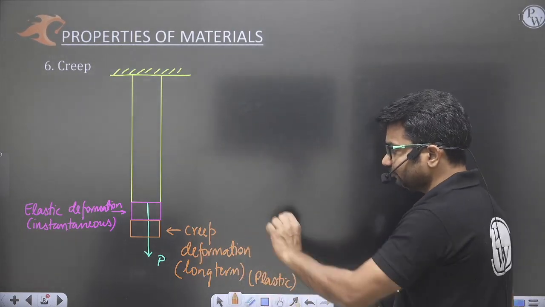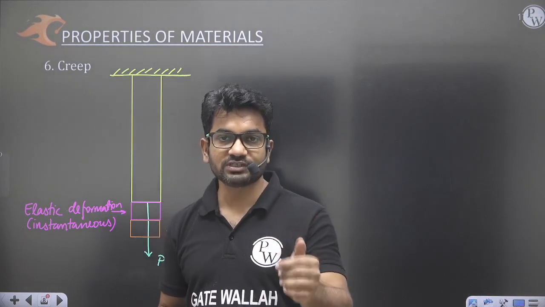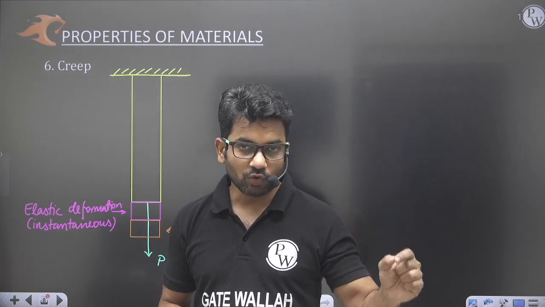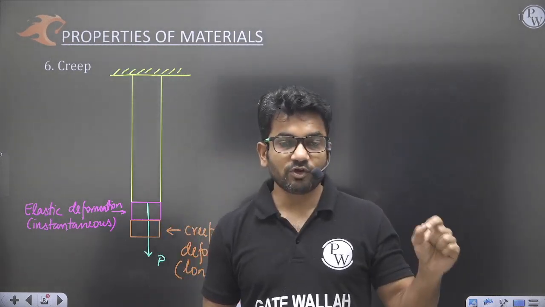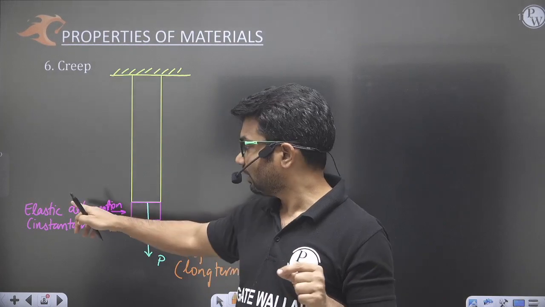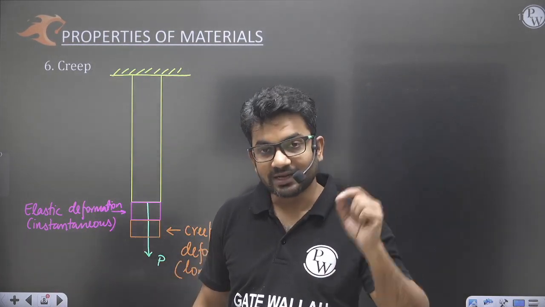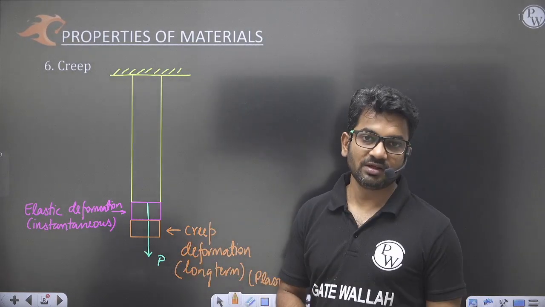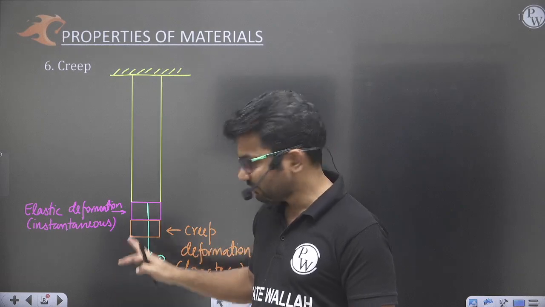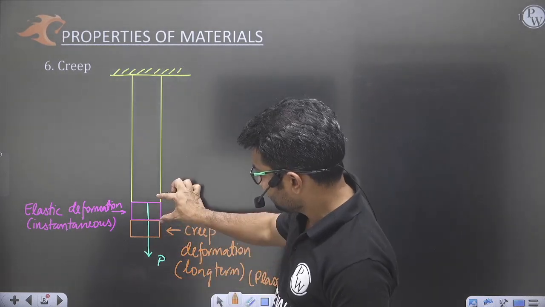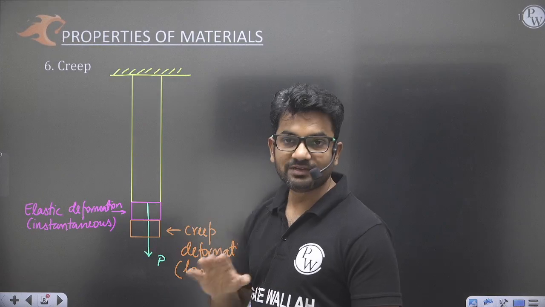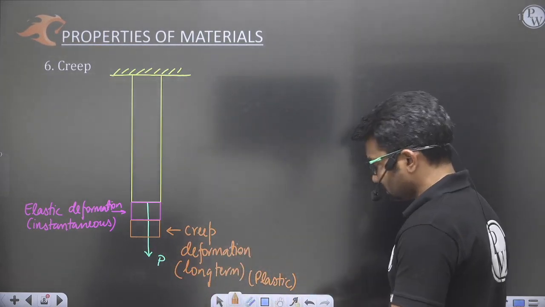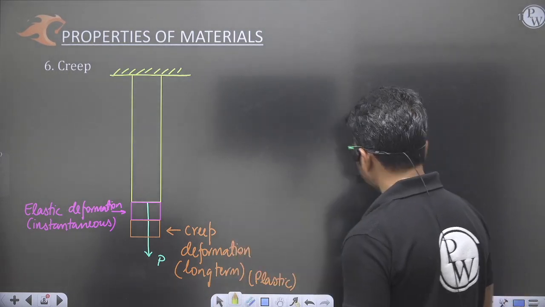Okay, so creep deformation, I hope you have understood what it is. It is the long term effect of applied loading. When we apply a load, there is some extra deformation in the material over and above the elastic deformation, and this deformation is plastic deformation. This is not recoverable, right? Even if we remove the load, elastic deformation will be recovered, but this plastic deformation will still remain. It will not be recovered. Okay, so creep, clear? I hope the meaning of creep is clear.